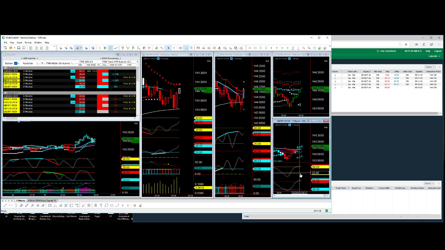I will not go into a market that's already overextended, especially when it's overextended on this 1 minute. I want it to come back down and give me an entry. If it doesn't come down, then I will not enter.